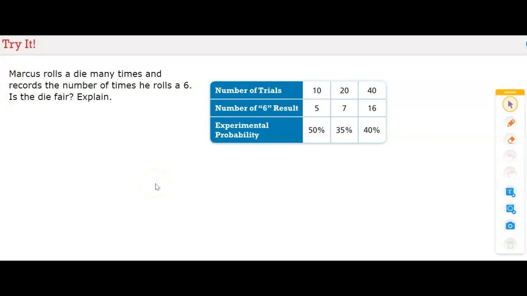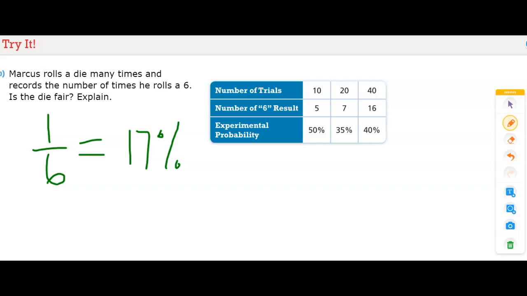Marcus rolls a die many times and records the number of times he rolls a 6. Is the die fair? Explain. The theoretical probability of rolling a 6 is 1 out of 6, because there are 6 sides to the die and there's only one 6. So the percentage of rolling a 6 on a die would be dividing 1 by 6, and that would give you approximately 17%. So theoretically, 17% of the time you'll roll a 6.